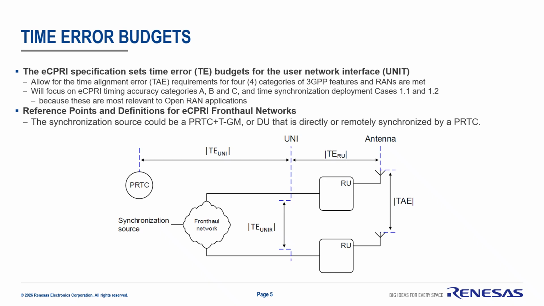The eCPRI specification done by 3GPP has set a number of time error budgets for the user network interface. We will focus on the eCPRI timing accuracies of categories A, B, and C, because these are prominently the ones that are required for time synchronization. And they're also the most relevant to the Open RAN applications, which we'll get into later. The figure below is just illustrating some of the reference points and definitions that come from the eCPRI when we talk about front haul networks, which we'll talk about in the later slides when we get into ORAN.